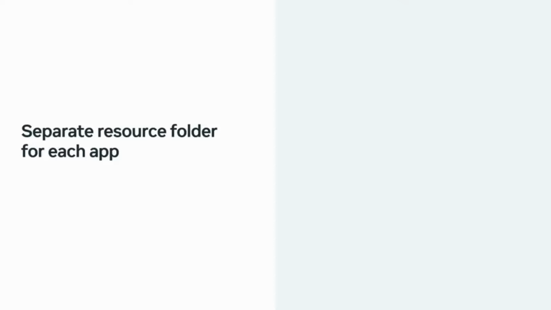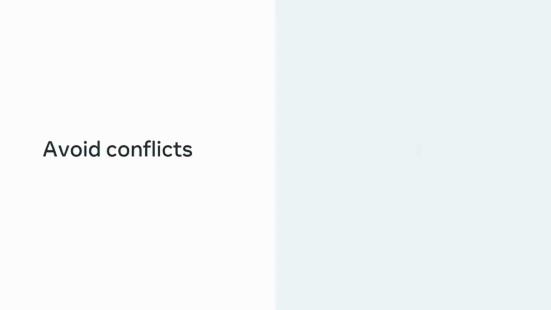Next, when it comes to your resources, it's much better to have separate resource folders for each of your apps. That way, you can avoid conflicts and efficiently manage your files when required. Plus, keeping your app-specific static files inside the app itself, just like your templates, is a smart way to stay organized.